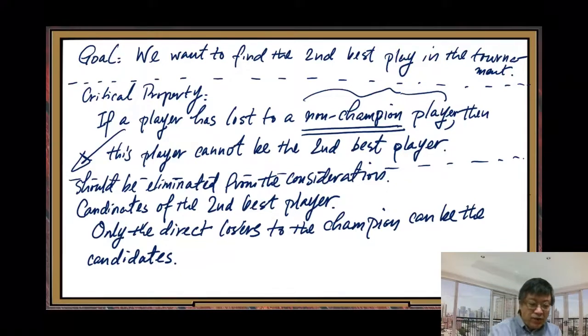Why do I emphasize these direct losers? Because the champion cannot play with all the other players, right? Some of the players are eliminated, but they never play against the champion. There are many players like that, so we can call them indirect losers to the champion. But there are some players who are direct losers of the champion. So those players are qualified candidates for the second best player.